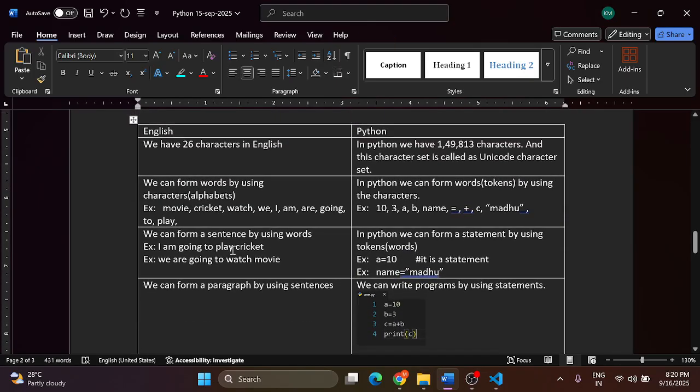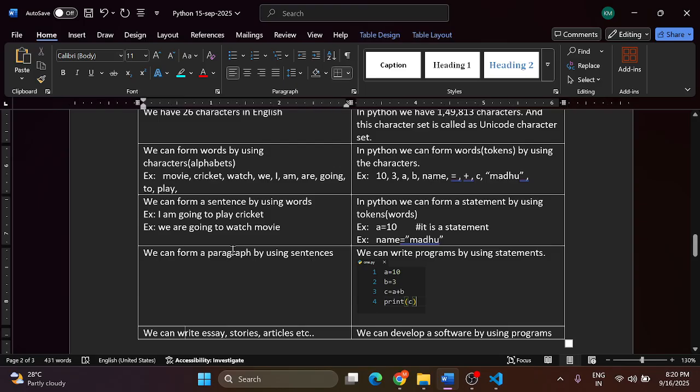We have similarities. There are 26 characters, here there are 1,49,813. In English, using characters we can form words. Here, tokens. Words form sentences. Tokens form statements. Sentences form paragraphs. Statements form programs. By using paragraphs, we can write essays and stories. By using a collection of programs, we can develop software. A collection of programs means a software or application.